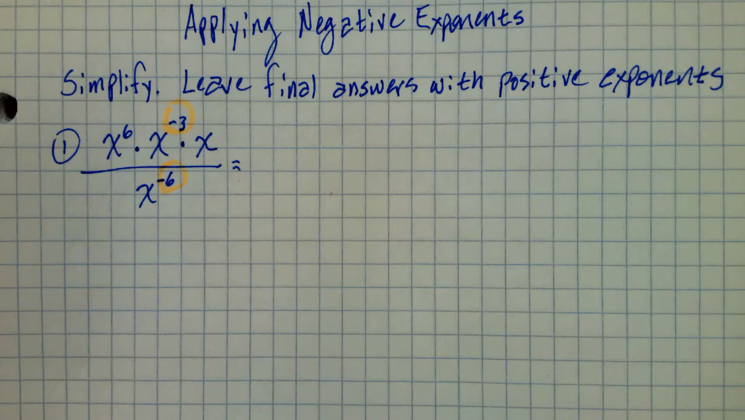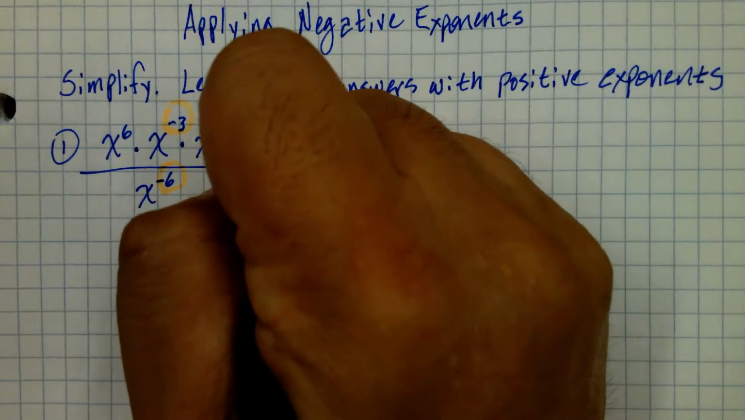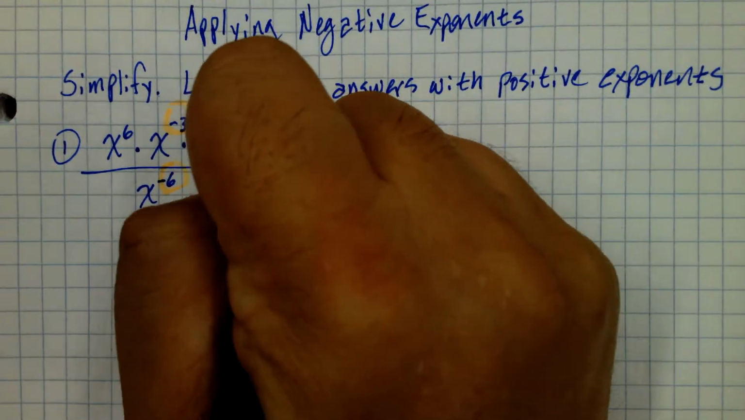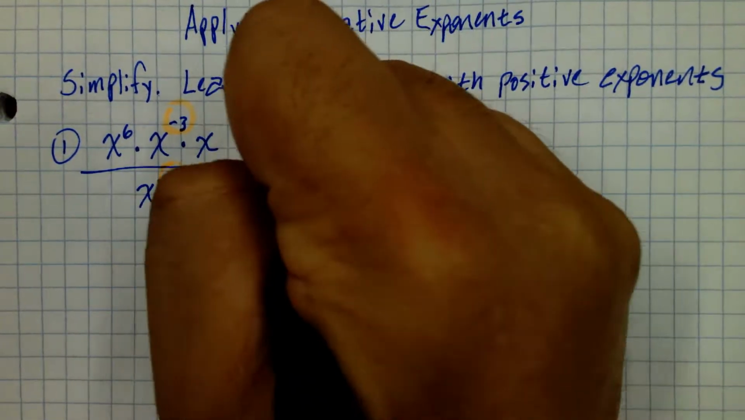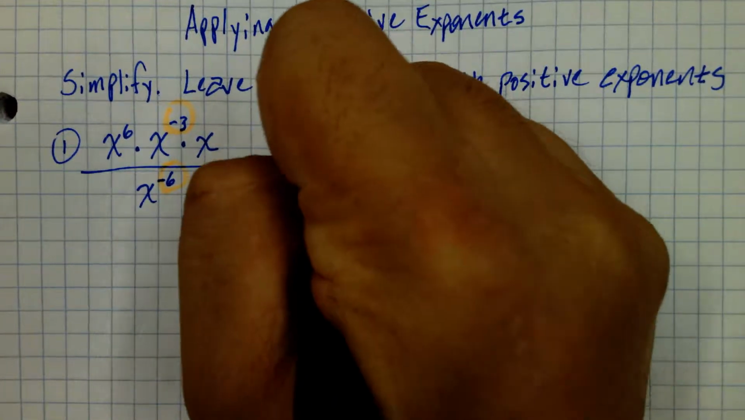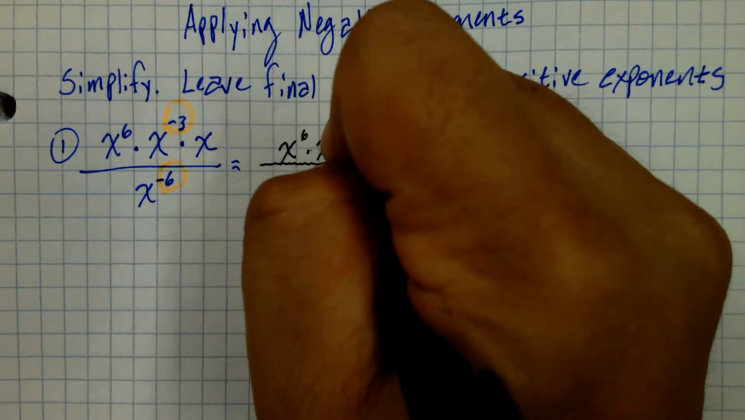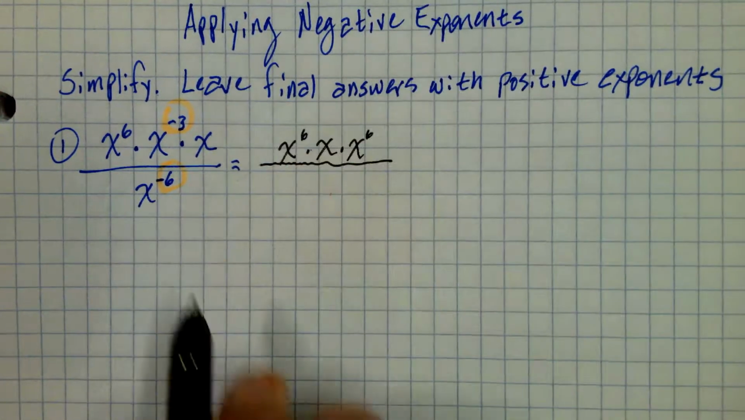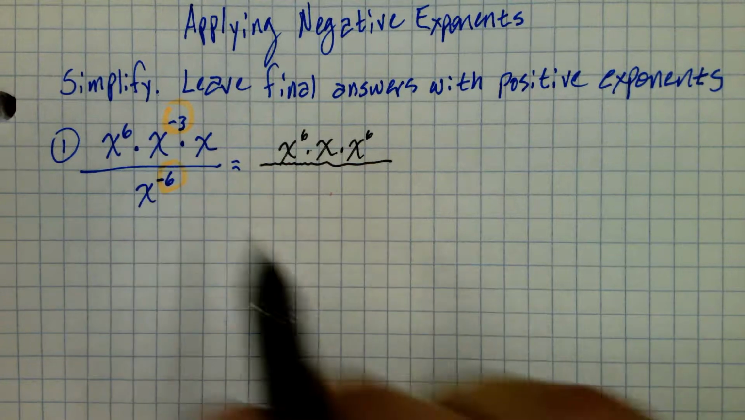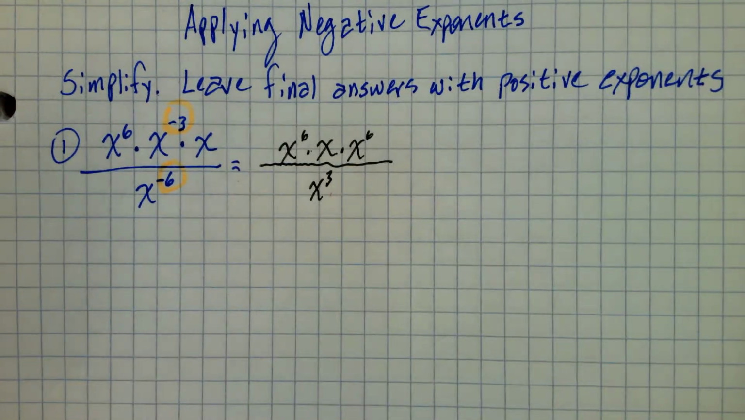Okay. So first step, have those negative exponents switch so they're positive. So x to the 6 stays where it's at, and then I'll just move over that x. And this x to the negative 6 that was in the bottom goes to the numerator. This x to the negative third that was in the numerator goes to the denominator. Now we have everything in positive exponents. Okay, what can we do next?